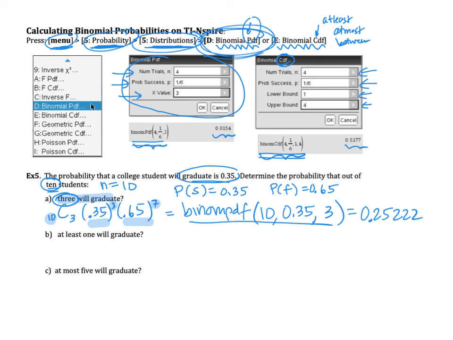Okay, now look at our very next question. It says, what is the probability out of our 10 students that at least one will graduate? So here we have this word, at least. At least means we're going to have a cumulative, so we're going to use binom CDF. You probably don't want to do this by hand. Instead, we're going to use binom CDF.